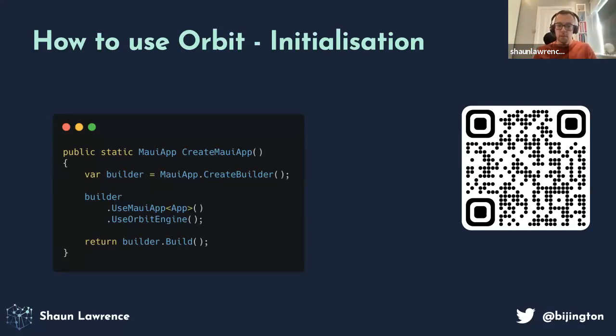So in order to initialize the library, we need to call the UseOrbitEngine method that you see on the MAUI app builder. Hopefully this feels fairly familiar to anyone building a MAUI application, certainly because lots of libraries will have a use something that will then do some level of initialization. Now this doesn't do much, it just registers one class with the dependency injection layer, so you can then pull it in as a dependency because it's quite a key component.